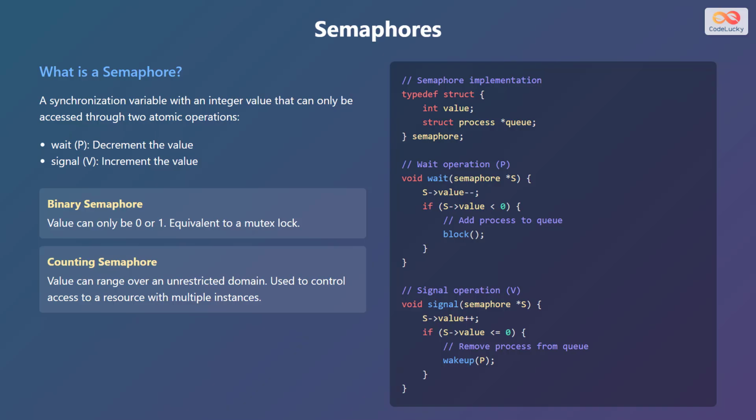Now, let's examine a basic semaphore implementation. Semaphores are a structure with an integer value and a process queue. The wait operation decrements the semaphore value and blocks the process if the value is less than 0, adding it to the queue. The signal operation increments the value and wakes up a blocked process, removing it from the queue.